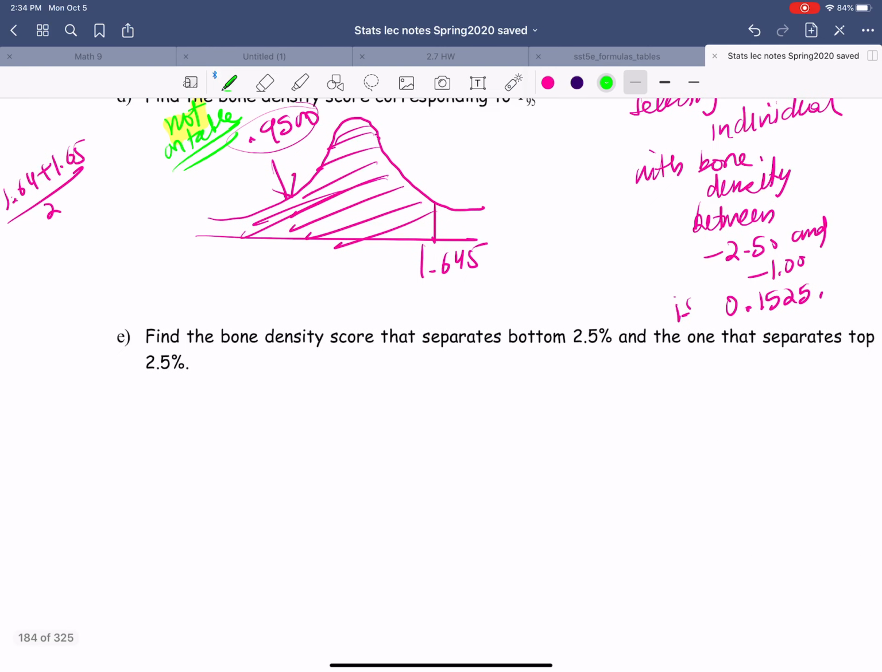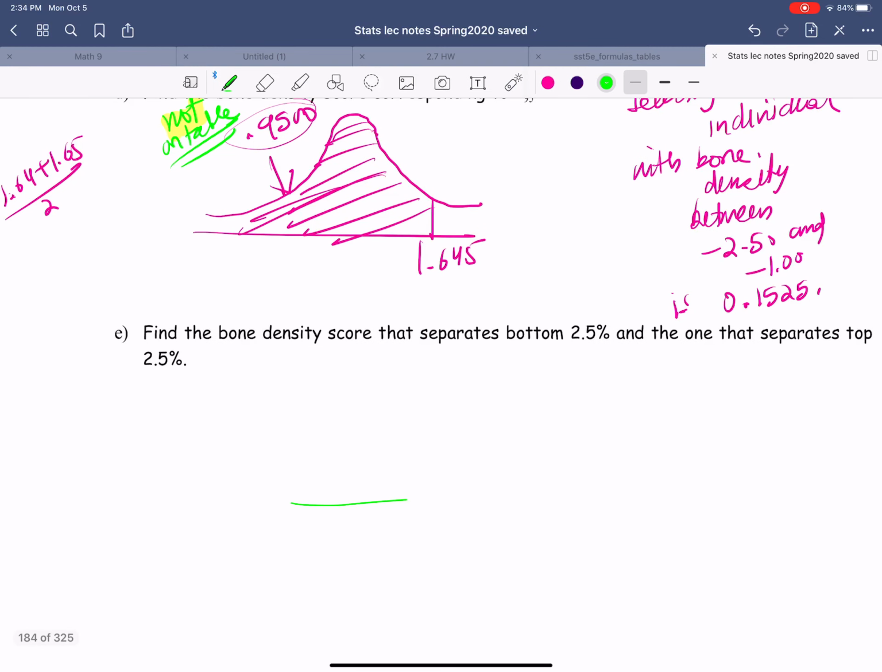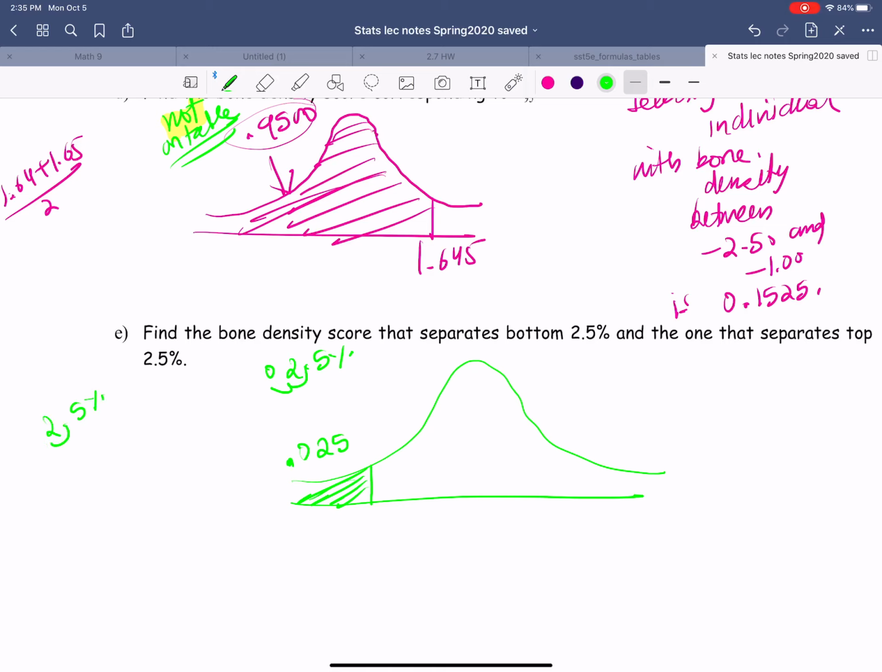Find the bone density score that separates the bottom 2.5% and the one that separates the top 2.5%. Remember, for the bottom 2.5%, if I change 2.5% to a decimal, I move the decimal 2 places, giving 0.025 area to the left. So find the z-score that has 0.025 area to the left.